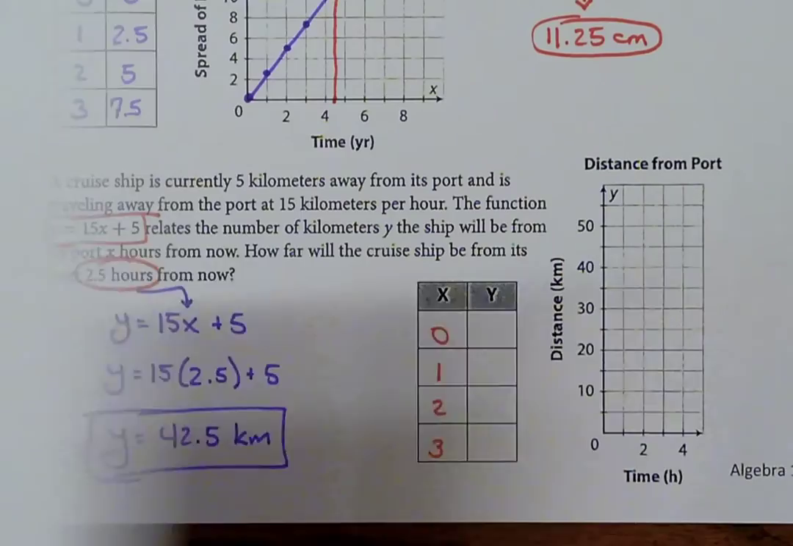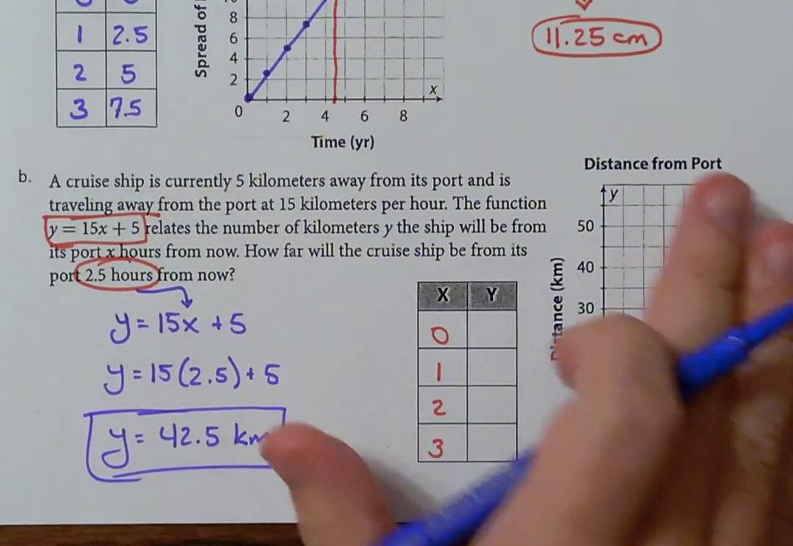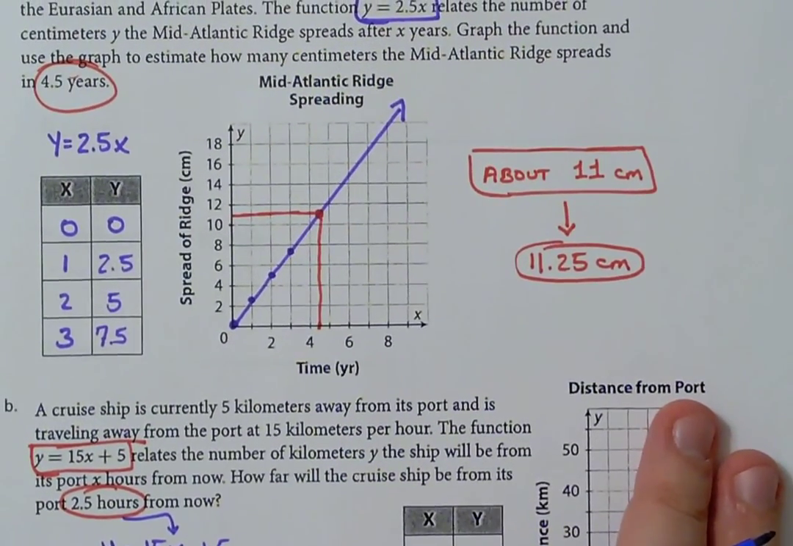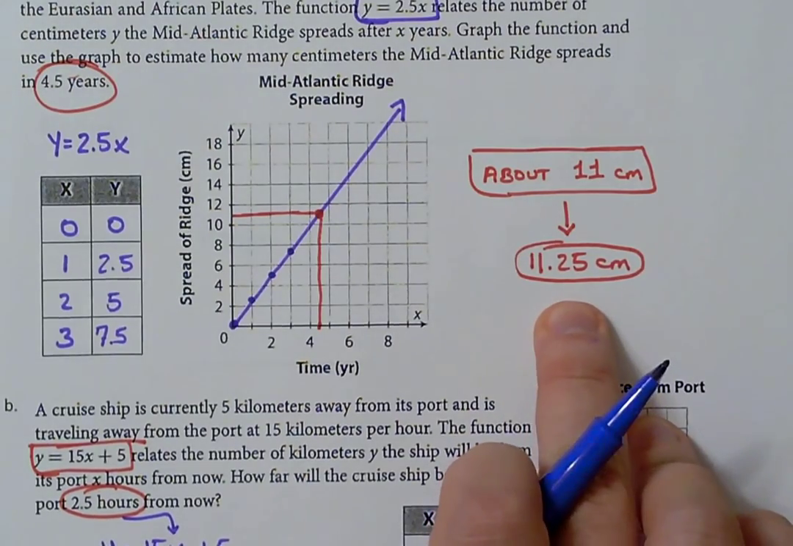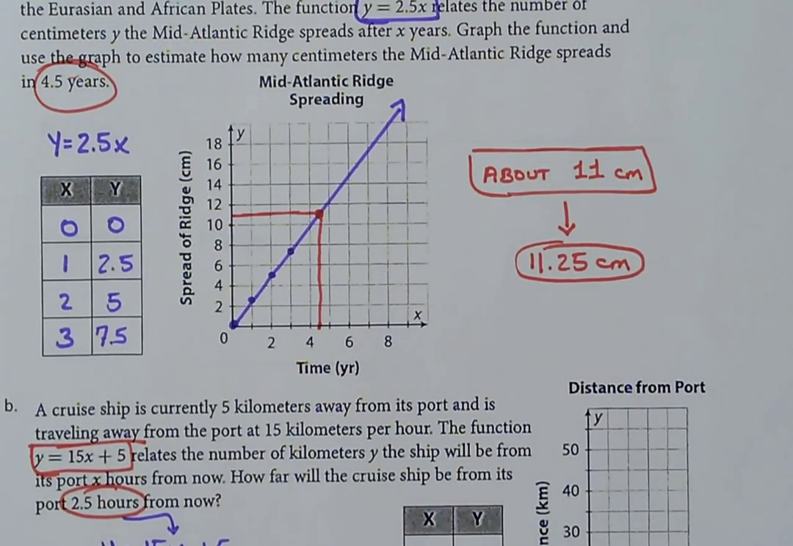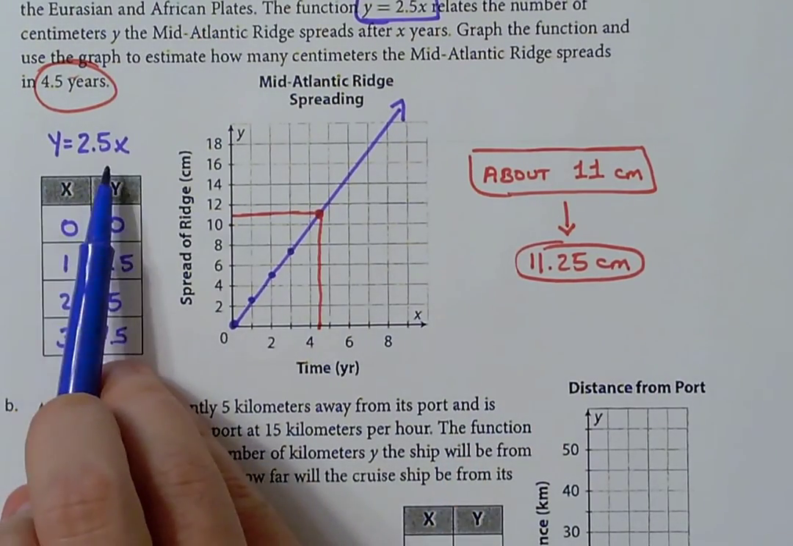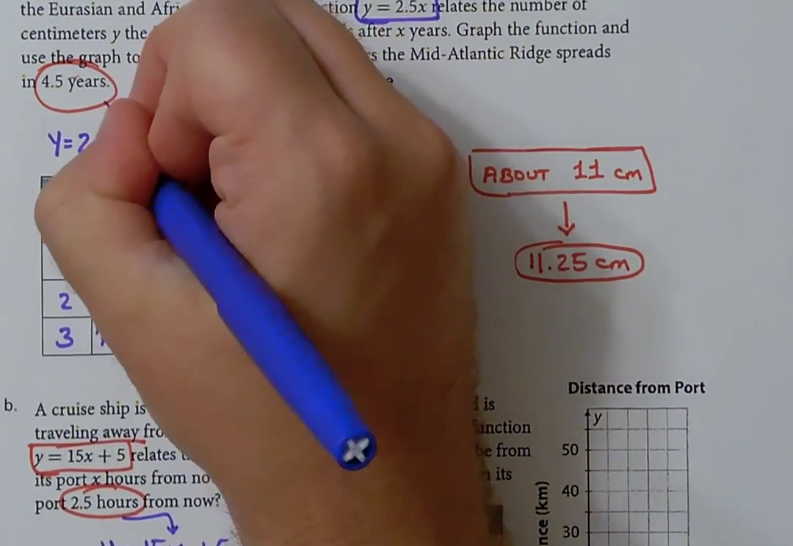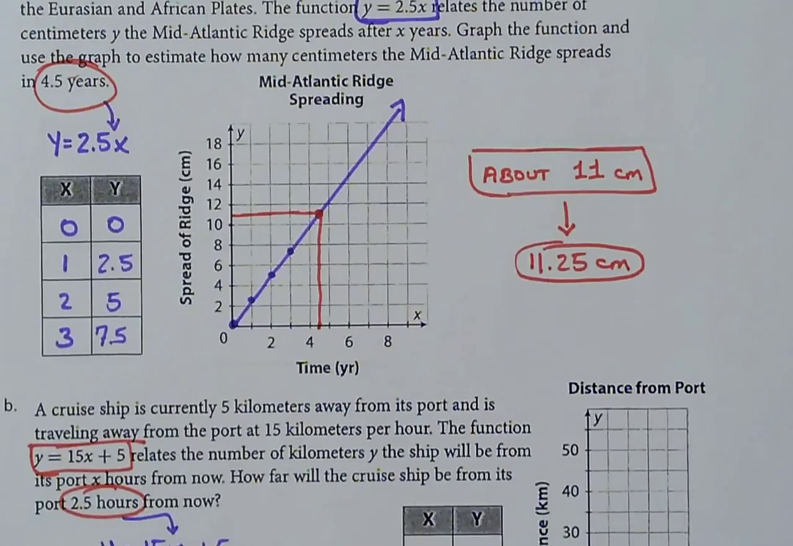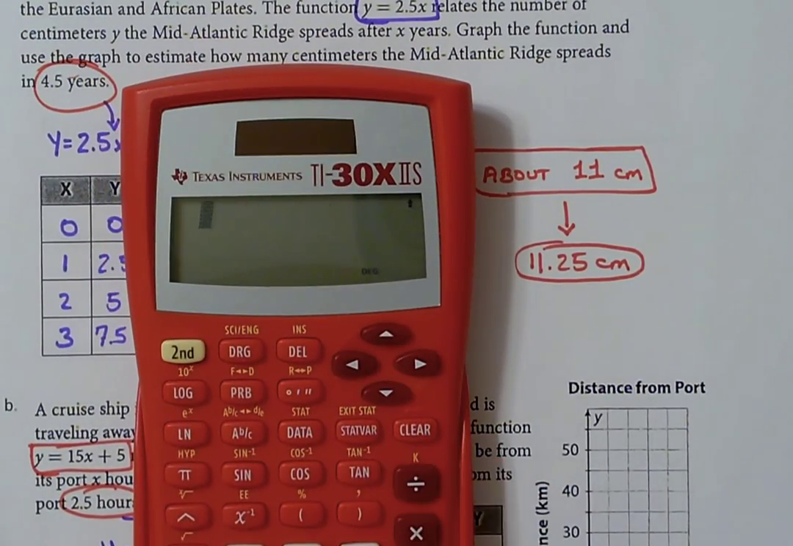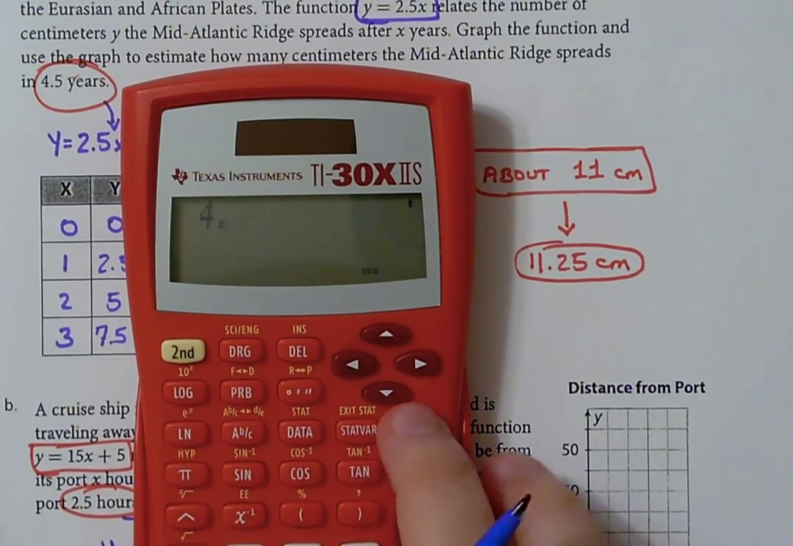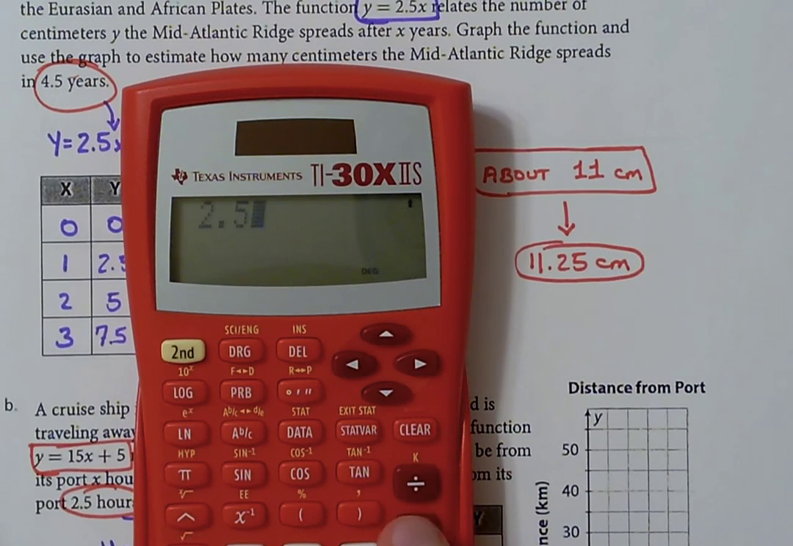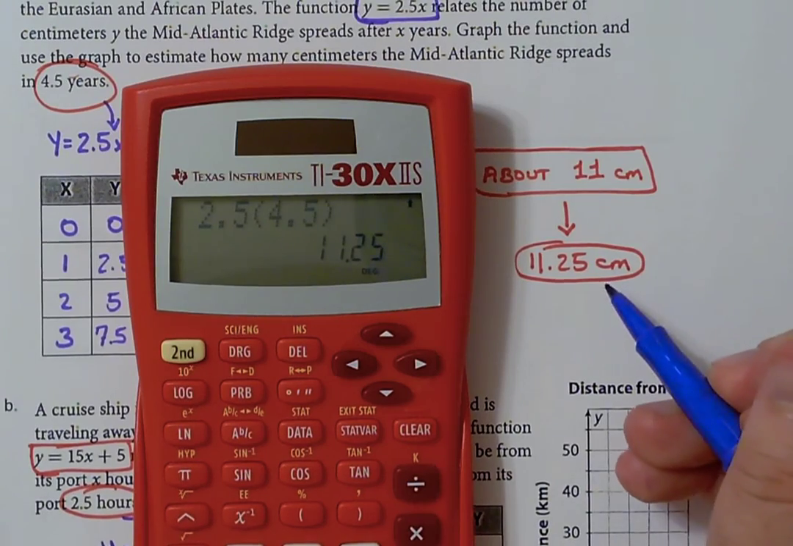And to reference back to example 3a, the way that I got this 11.25, my precise answer, is I took my function y equals 2.5x and I plugged 4.5 in for x. So that means all I did was take 2.5 and times it by 4.5, and that's how I get 11.25.